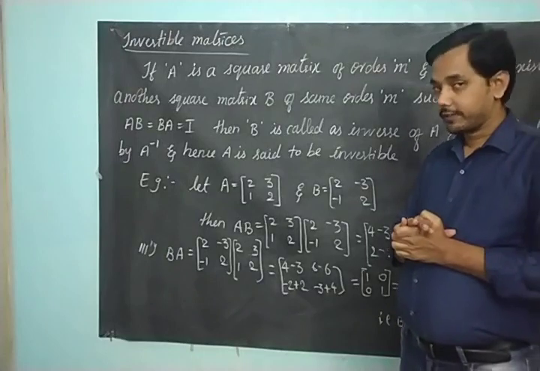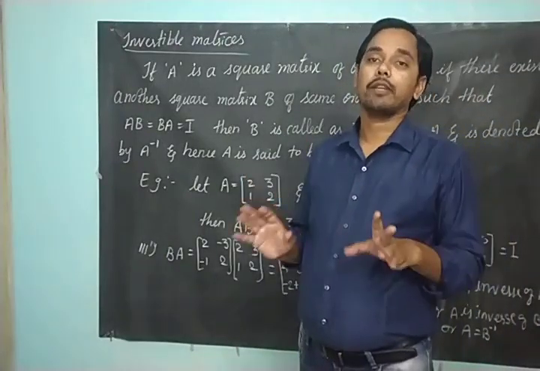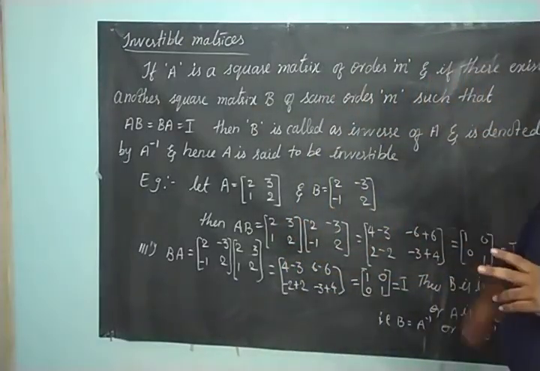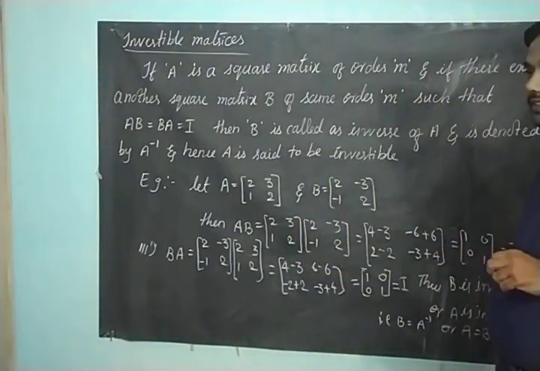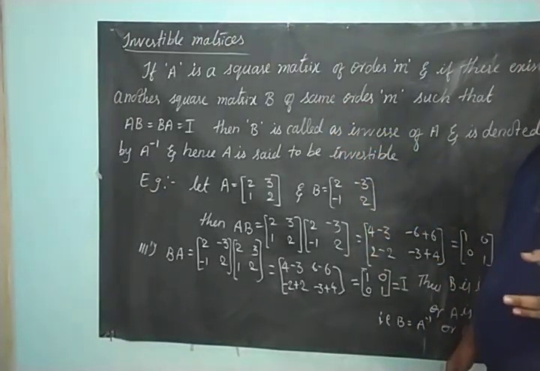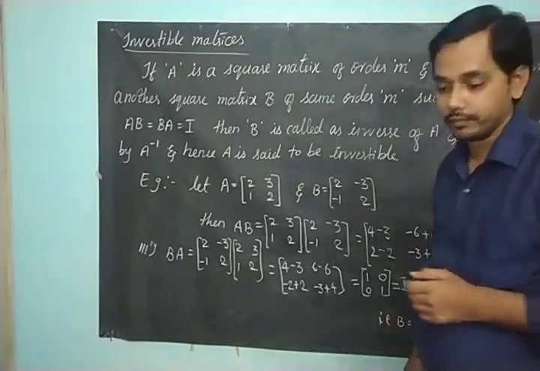And to have an inverse, definitely it should be a square matrix. A rectangular matrix cannot have any inverse. So you can take any example. For any other matrices, if this condition is satisfied, then they will be inverses of each other. Okay, so now pause this video and take the notes down.